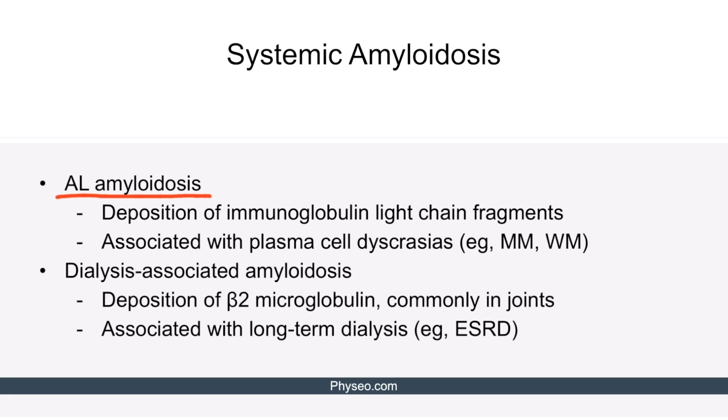It results from the deposition of immunoglobulin light chain fragments and is associated with plasma cell dyscrasias, such as multiple myeloma or Waldenstrom macroglobulinemia. The third type is dialysis-associated amyloidosis. It results from the deposition of beta-2 microglobulin, most commonly in joints, and it's associated with long-term dialysis, for example in patients with end-stage renal disease.